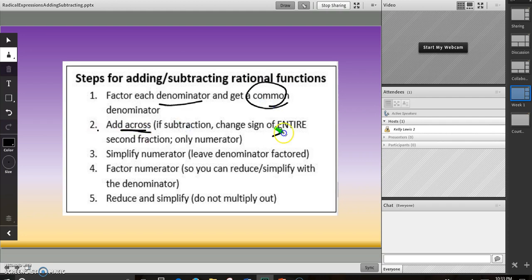If it's a subtraction, we need to distribute that negative. We need to simplify the numerator. Factor the numerator if we need to. And then reduce and simplify again. Don't multiply out.